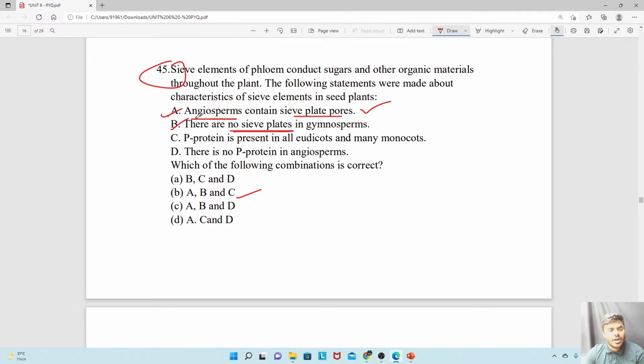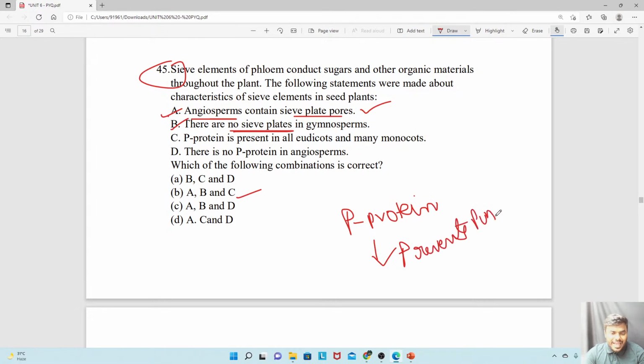Why is the statement wrong? P protein, I have told you, friends, I want every one of you to remember: P protein prevents puncture or damage of the sieve tube elements. So P proteins are not present in the higher organisms. Why? What is the reason?